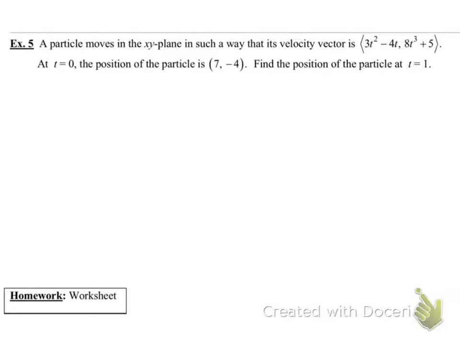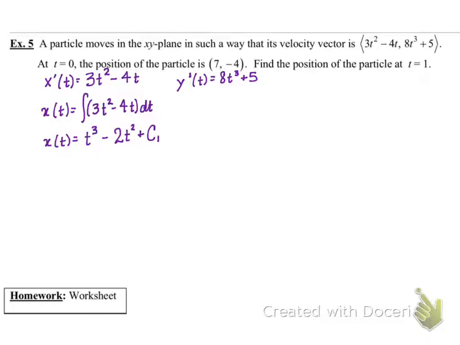Let's see. Onward to example 5. A particle moves in the xy plane in such a way that its velocity vector is given. At t equals 0, the position of the particle is (7, -4). Find the position of the particle at t equals 1. I actually don't know what I just said, so I'm just going to correct myself just in case. So we have the velocity, and we're looking for the position, so we need to integrate both our x and our y expressions here, which are actually x prime and y prime expressions.